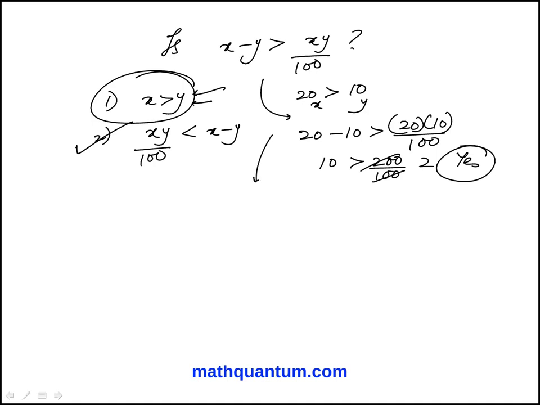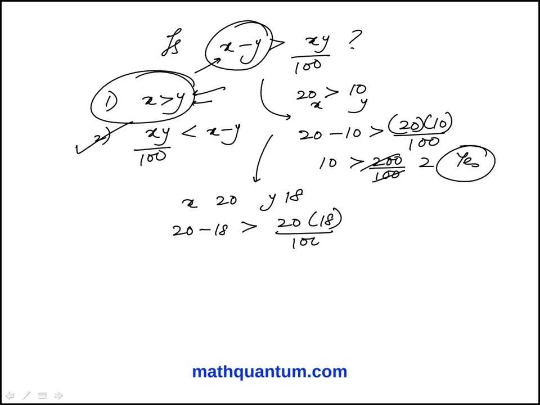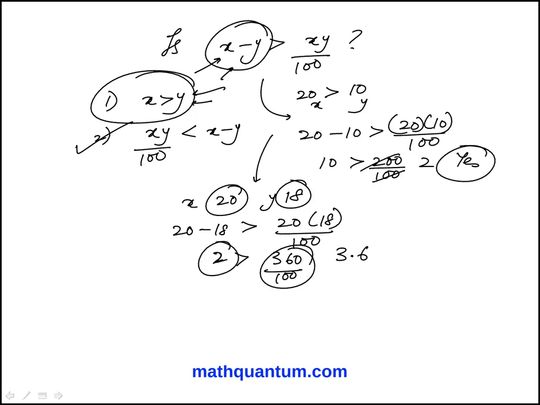So the question is, can I come up with an example where the answer is no? If I pick these numbers close, because I know if I pick them close enough, their difference would be small. So if I pick x as, say, 20 and y as 18, 20 minus 18, is that greater than 20 times 18 over 100? The motivation to pick them close enough really comes from this rephrased question. That's 2, and this is 360 over 100, which is 3.6. So now the answer to the question is no, because 2 is not greater than 3.6. So here, statement 1 alone is not sufficient.